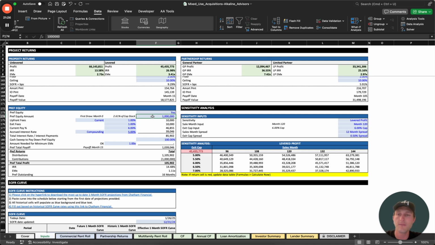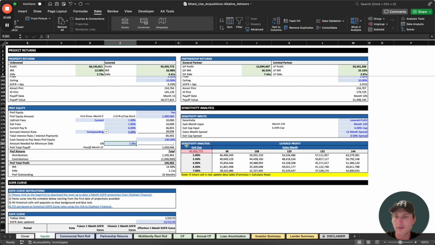You can key in the amount you have, whether the upfront fees are paid current or accruing, what that percentage is, what the exit fees are, if there's any current pay, so any interest that needs to be paid, whether or not you have cash flow, or if there's any accrued interest, so interest that's paid if you do have the cash flow when you have it, or if you don't have the cash flow, it's just accruing and compounding until you have the cash flow to pay that down, or when you pay this off completely, it's paid off as part of the principal.